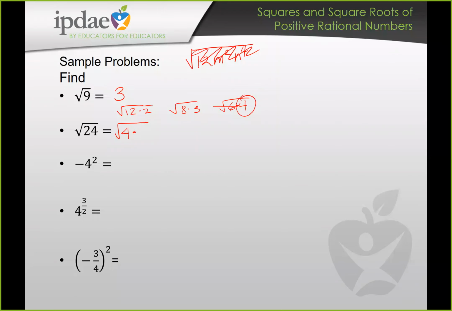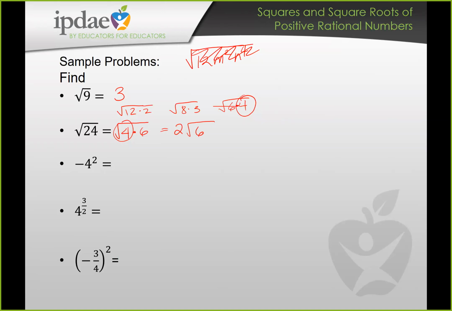So that's 4 times 6, and then we take the square root of 4. So the square root of 4 is 2. And you cannot take the square root of 6. Neither do you have any factors of 6 that can be further broken down with at least one of them being a perfect square. So 6 will remain inside.